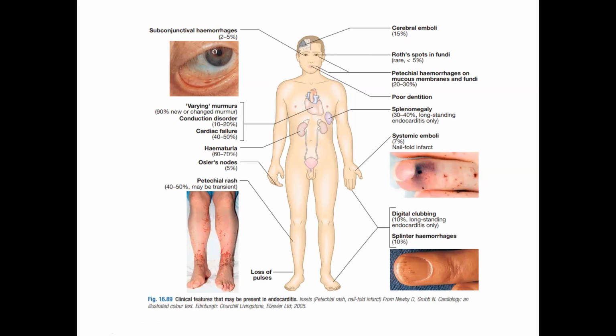There is splenomegaly. There will be systemic emboli, digital clubbing, splinter hemorrhages, loss of pulses, petechial rash, and the nodes of infective endocarditis are Osler's nodes. In rheumatic fever, we discussed subcutaneous nodules, but here Osler's nodes are seen in the pulp of the fingers. Also hematuria, cardiac failure, conduction disorder, changing murmurs, and subconjunctival hemorrhages. So these are the clinical features of infective endocarditis.